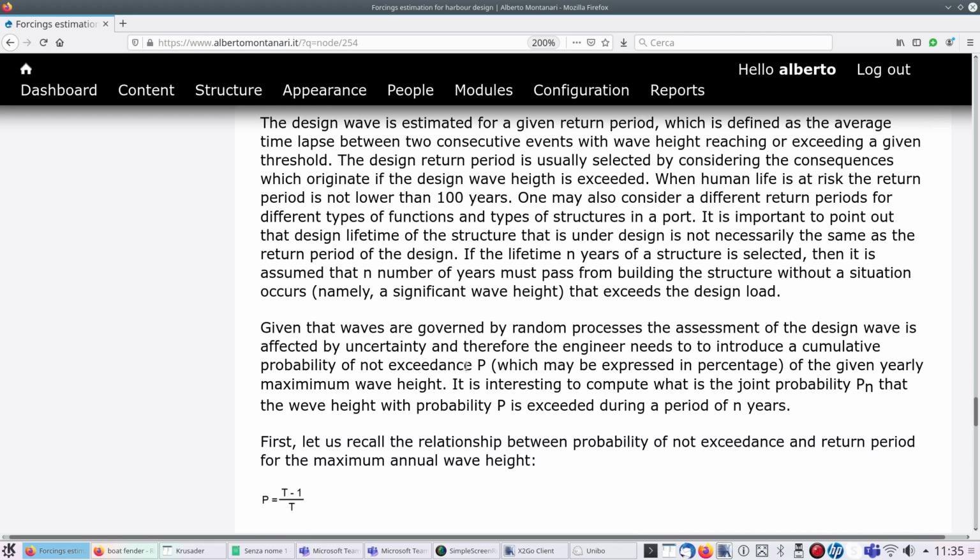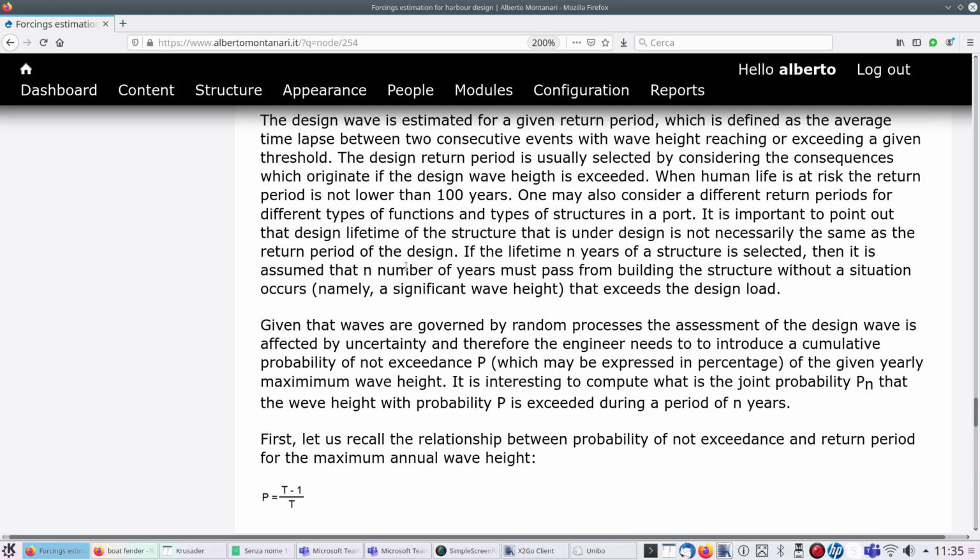Now, I assume that you know what the probability of not exceedance is, which may be expressed in percentage. If I say that a given wave height has a probability of not exceedance of 10% in a year, for instance, it has a precise meaning. It means that in a given year, I have 90% probability that the wave height is not exceeded. Okay? And let's refer to this probability with the symbol capital P.